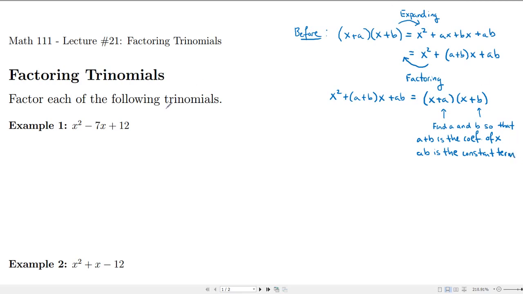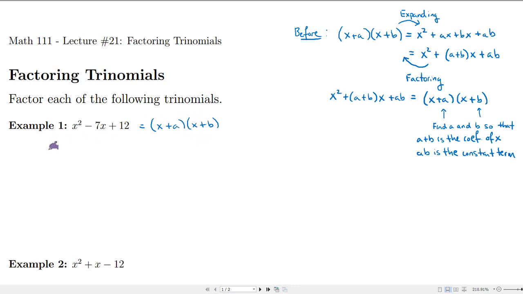So let's look at this first example here. We have x squared minus 7x plus 12. The leading coefficient, which is the coefficient of x squared, is a 1. So we can proceed using this factoring procedure over here. We're going to factor into the following form, right? The goal is to get this. We want this to factor as x plus a times x plus b, okay? But using this procedure, we need to find our a and b. So how do we do that?